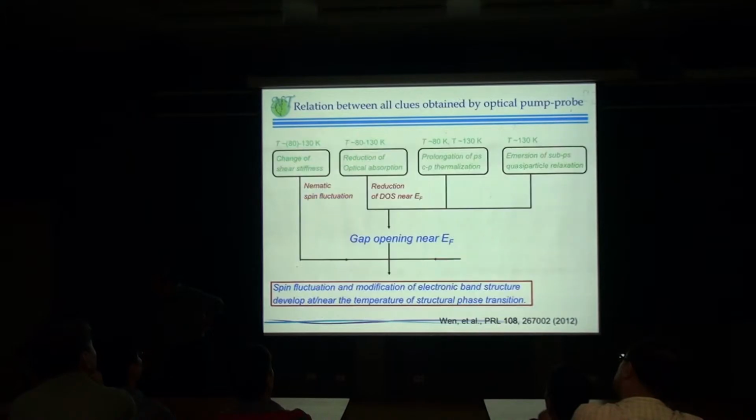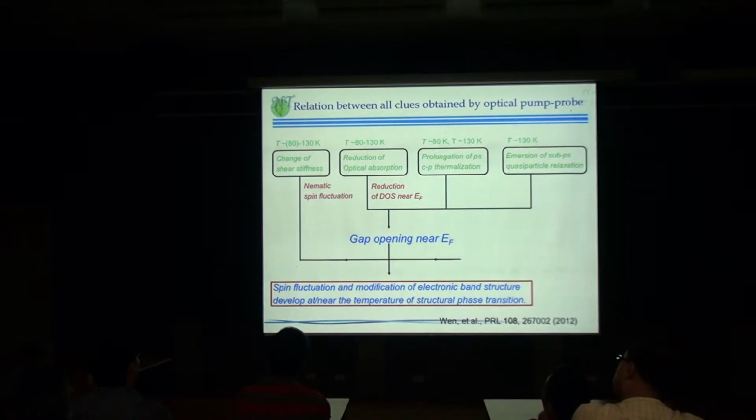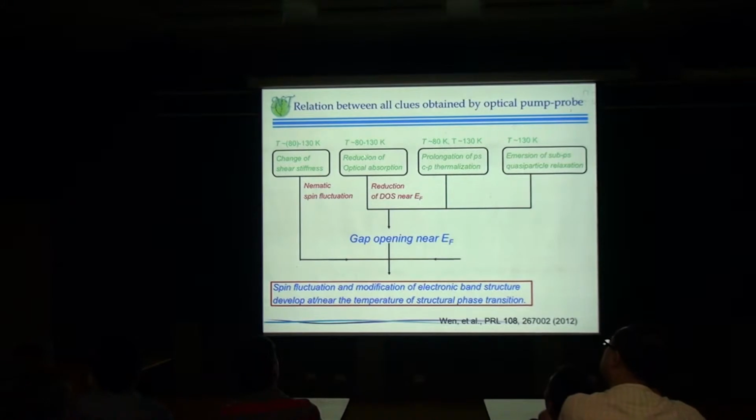So the conclusion of the whole observation is this: we understand, from an experimental point of view, that at a higher temperature, starting at maybe around 200 Kelvin, this optical magnification started going on. And then at around 130 Kelvin, it showed the change of the shear stiffness and some optical absorption, all happening at about the same temperature, indicating the reduction of density of states around the Fermi level.